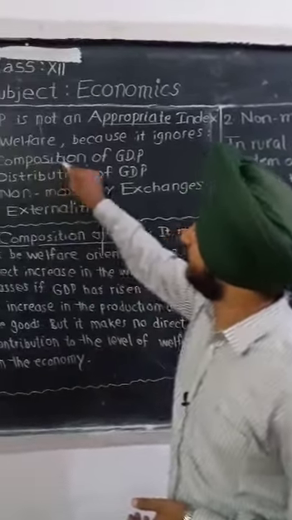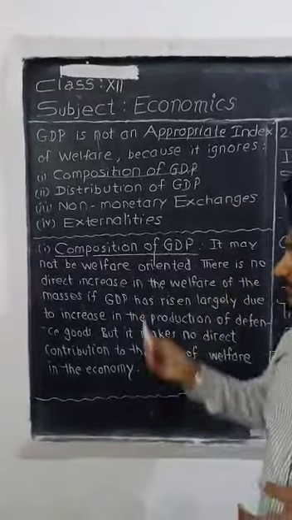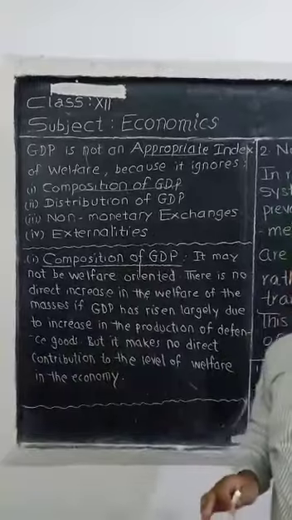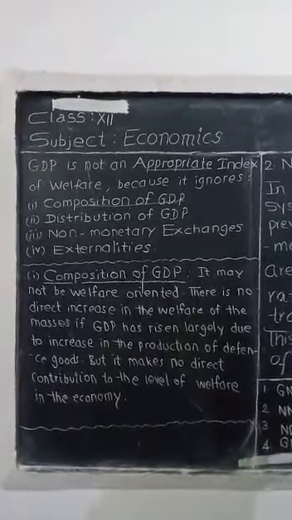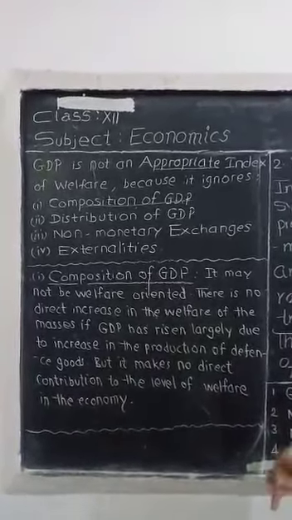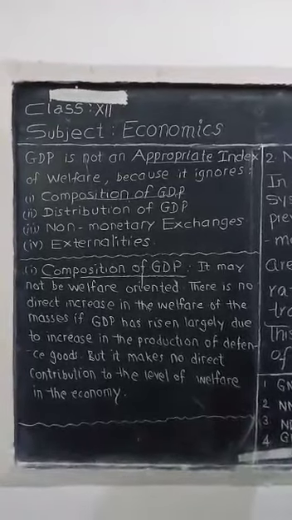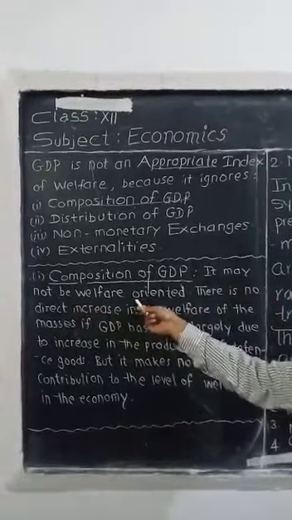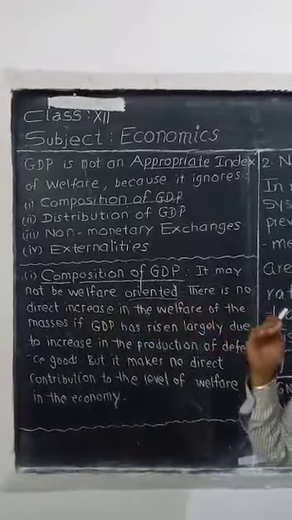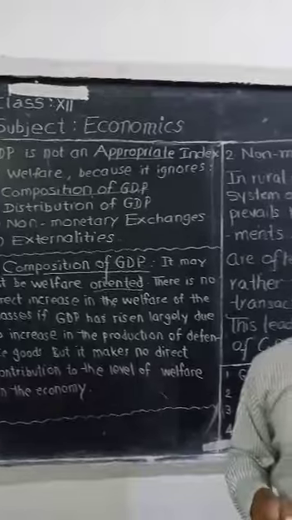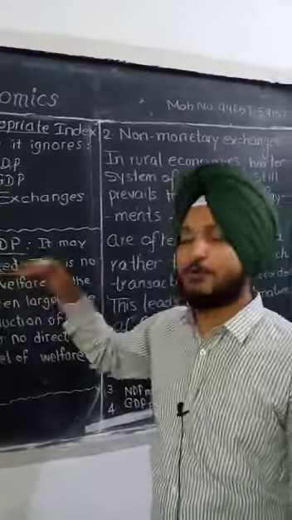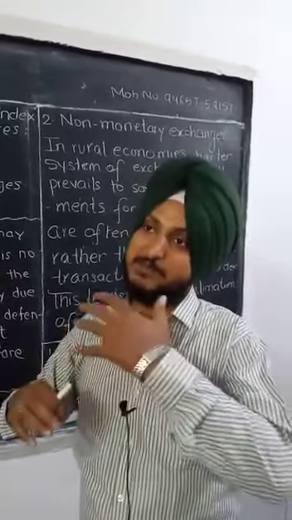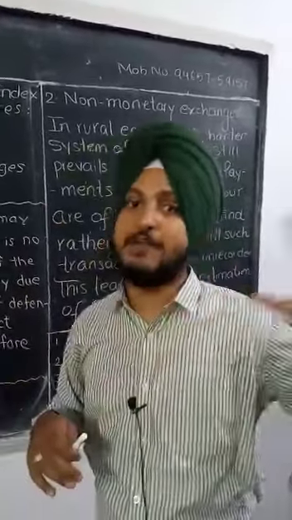First of all, the composition of GDP. I have written this content for you, that what is composition, that what are the components in GDP, what GDP is actually made of, what is the structure of GDP. So it may not be welfare oriented. Sometimes the composition of GDP is made in such a manner that it is not welfare oriented. It is just for making the country develop at a materialistic level, not at a welfare level.